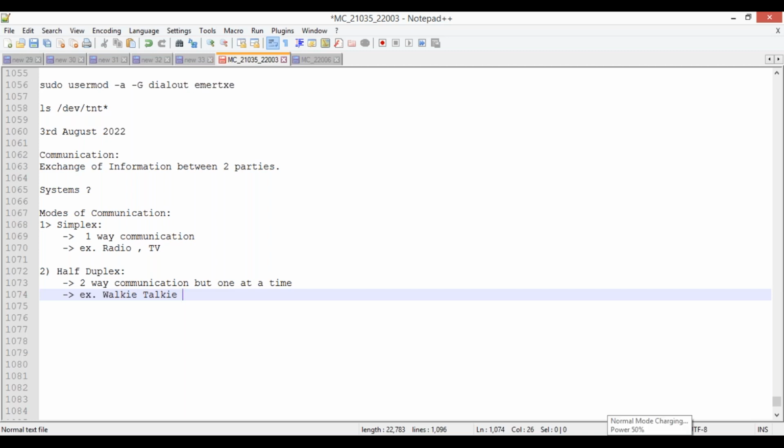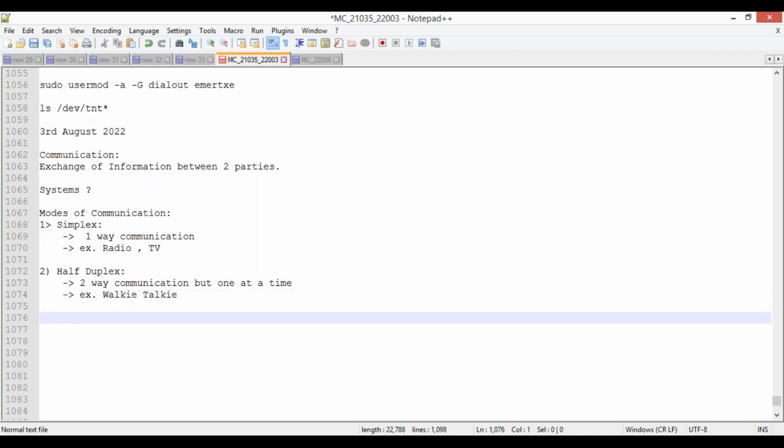Let's say if one person is speaking, then the other one will listen, right? Then if the other one has to speak, they will press some button, and while that person is speaking, the first party is just listening, correct? So walkie talkie, yes, is doing two-way communication, but one at a time. Fine, nice. Okay, then the third mode of communication is what?